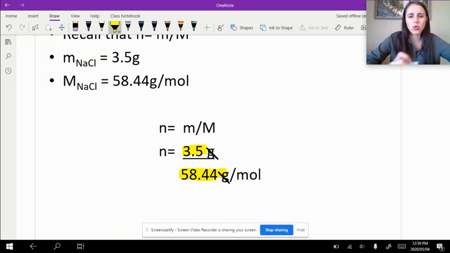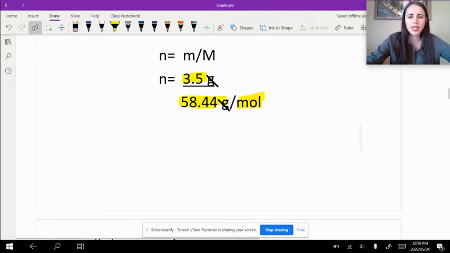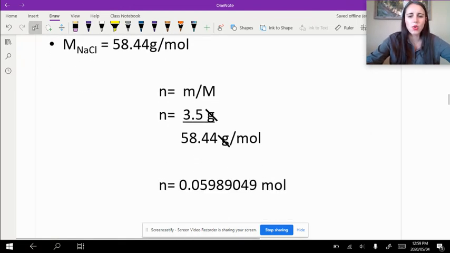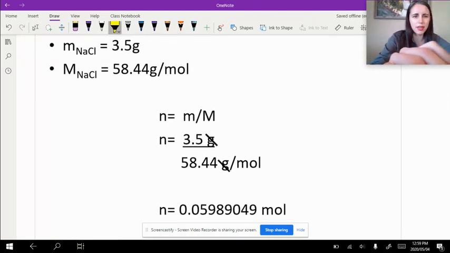By canceling out grams, I'm left with the unit of moles, which is what I'm looking for. So I now know that my number of moles is going to be 3.5 divided by 58.44. If I plug that into my calculator, I'm going to get this really nice long number here, and that's going to be in moles.